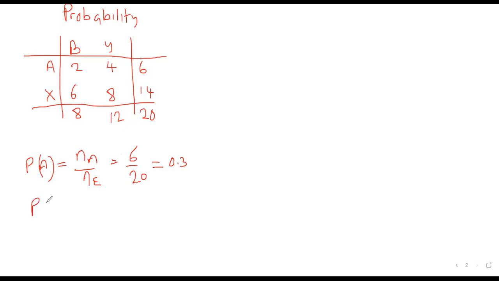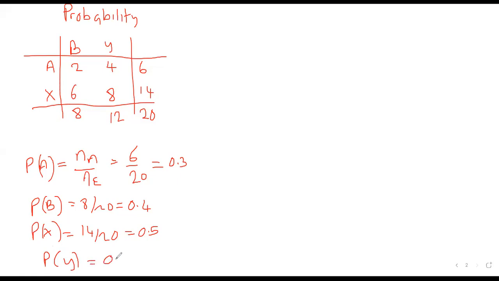Probability of B: 8/20, which is 0.4. X: 14/20, which is 0.7. And finally, Y: 12/20, which is 0.6.